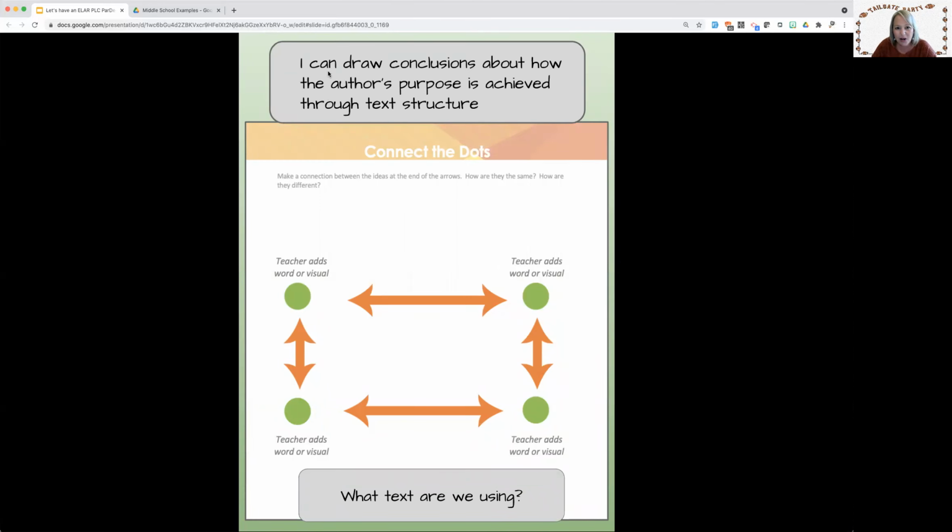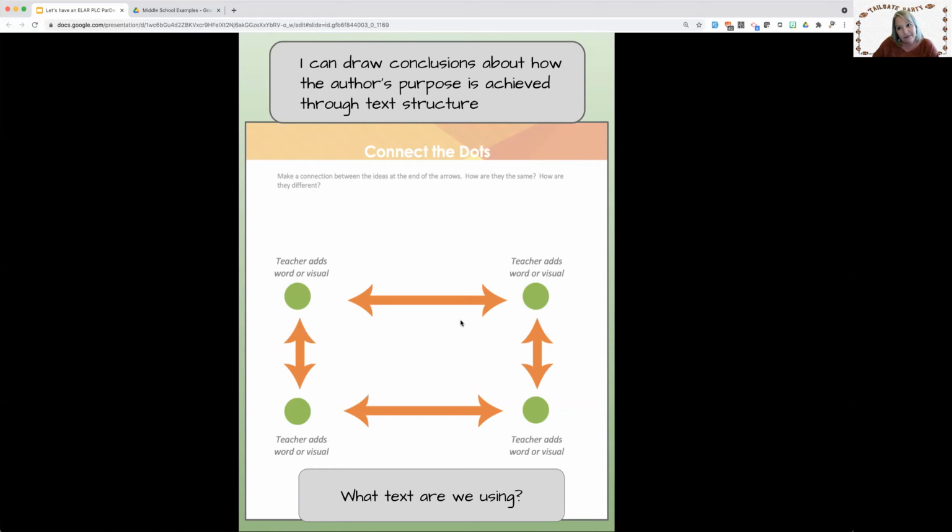So if I took that target, I can draw conclusions about how the author's purpose is achieved through text structure, the connect the dots activity may be a great way. It's definitely drawing conclusions, which is analysis. It's where they're taking the parts and making a decision about how they're related. And that's exactly what this activity is asking them to do.